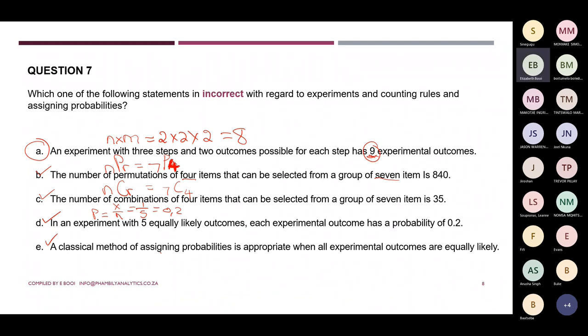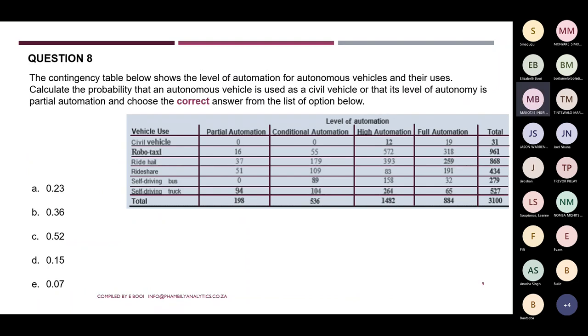Moving on to question 8. The contingency table below shows the level of automation for autonomous vehicles and their uses. Calculate the probability that an autonomous vehicle is used as a civil vehicle or that the level of autonomy is partial automation. Choose the correct option.